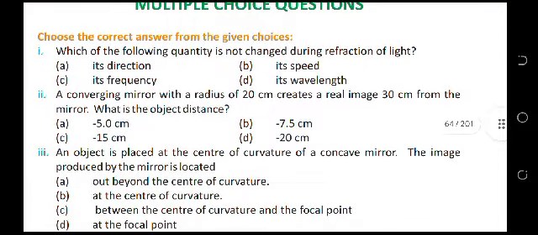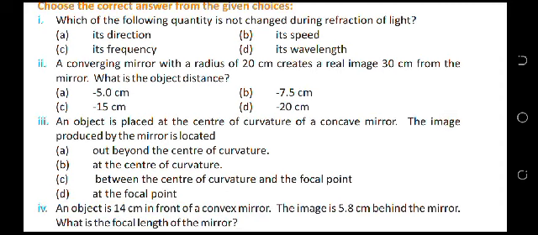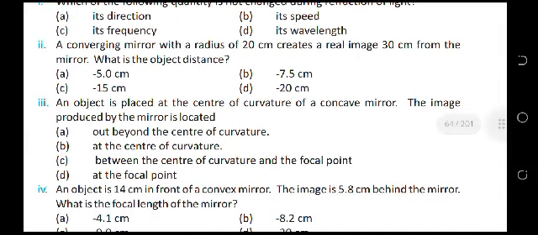Multiple choice. Choose the correct answer from the given choices. Number 1. Which of the following quantities is not changed during the refraction of light? A. Its direction, its speed, its frequency, its wavelength. A converging mirror with a radius of 20 cm creates a real image 30 cm from the mirror. What is the object distance? Minus 5.0 cm, minus 7.5 cm, minus 15 cm, minus 20 cm.